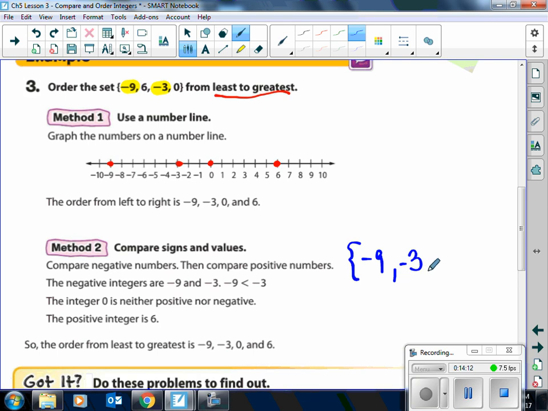And then now it's just like what you normally do. You just look at those, there's a 6 and a 0. So now which one comes next? Comparing 6 and 0, which one is smaller, 6 or 0? 0. So then you've got your 0, and now you've got 6. Is everybody clear?